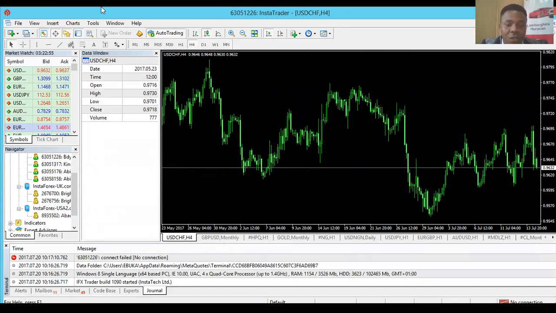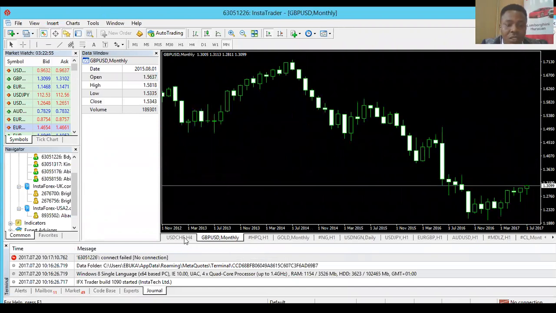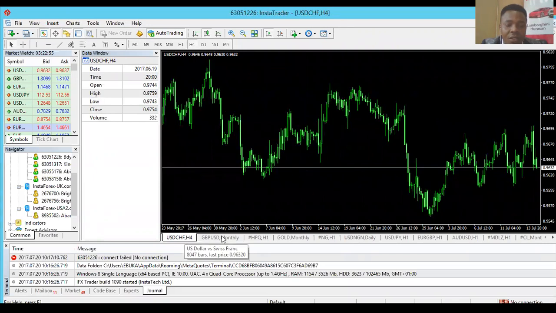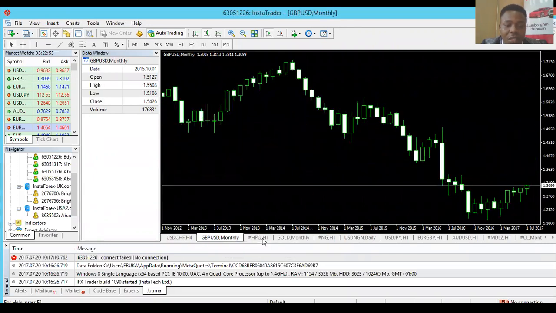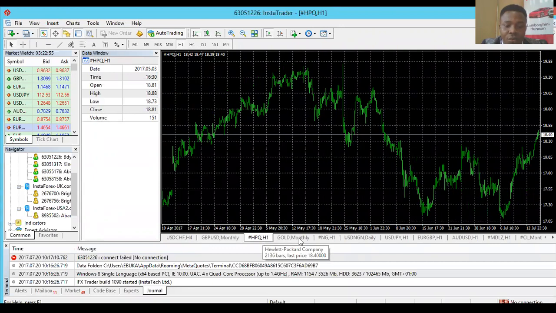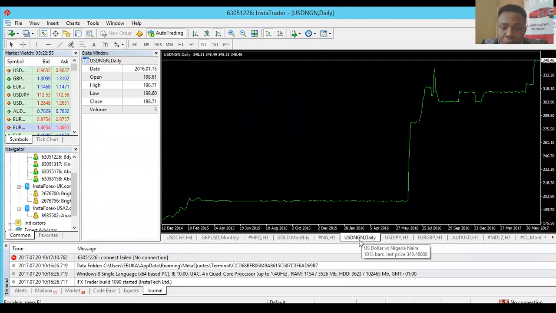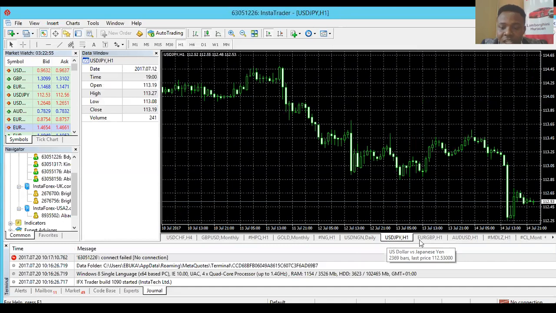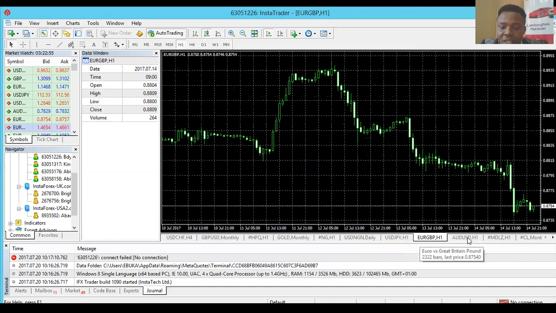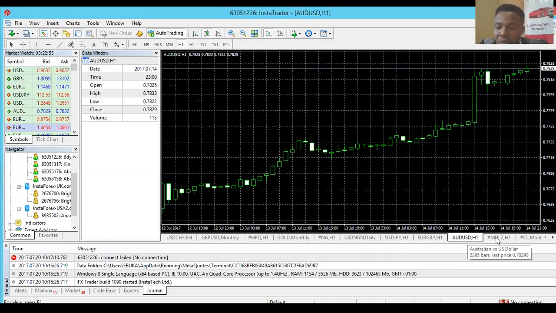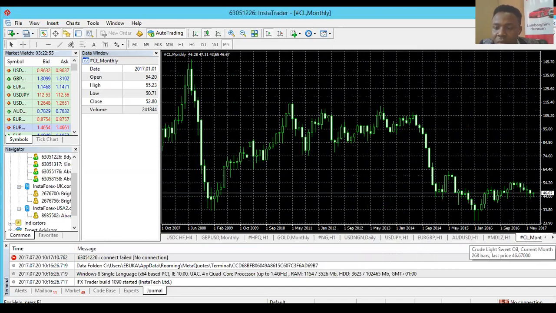Under this column, as you can see, you see euro. This is USD CHF. If you click here, you see GBP USD. This is an index. This is gold. This is natural gas. This is Nigerian naira, that is USD versus Nigerian naira. This is USD versus Japanese yen. This is EUR JPY. This is Australia. As you can see, there are a lot of charts I'm showing you. This is a stock. This is crude oil. The current price of crude oil now is 46.67 per barrel.